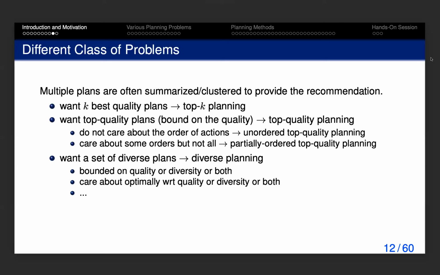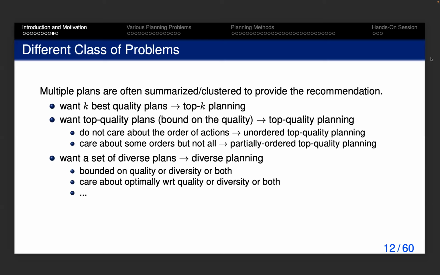So we have a number of different classes of problems. Here I outline some of them, and it really depends on the application that you have in mind, and figuring out which of these would suit you better. So the goal of the tutorial is to go through all of these, both a little bit more formally, and also how to actually compute these.